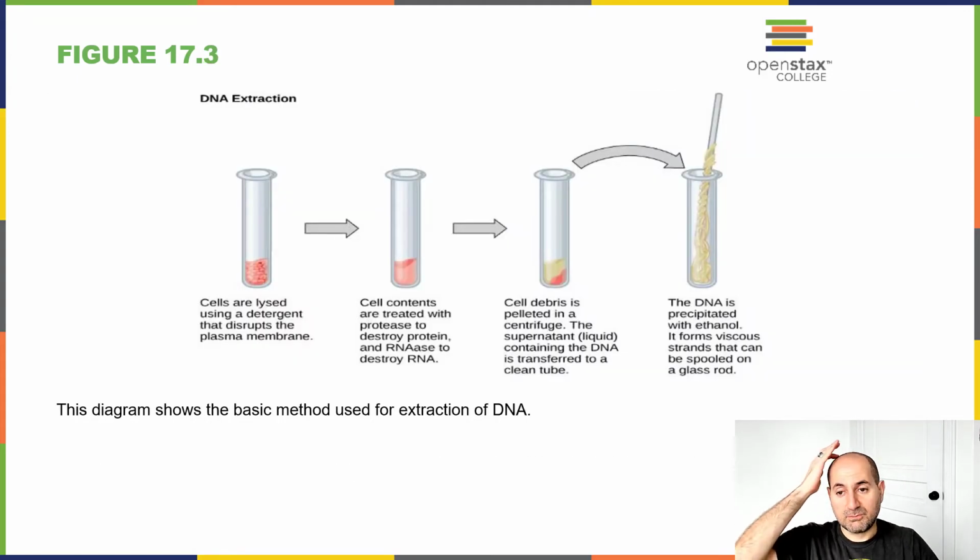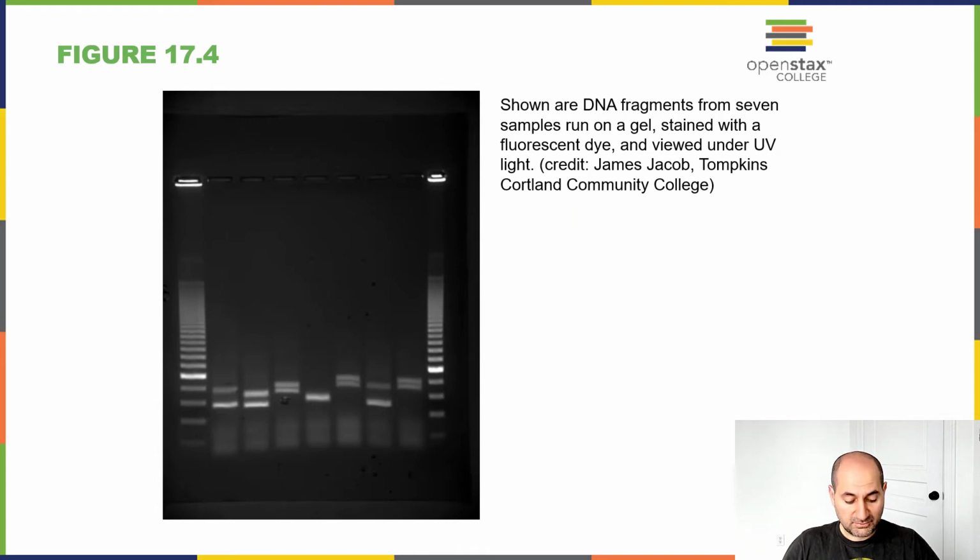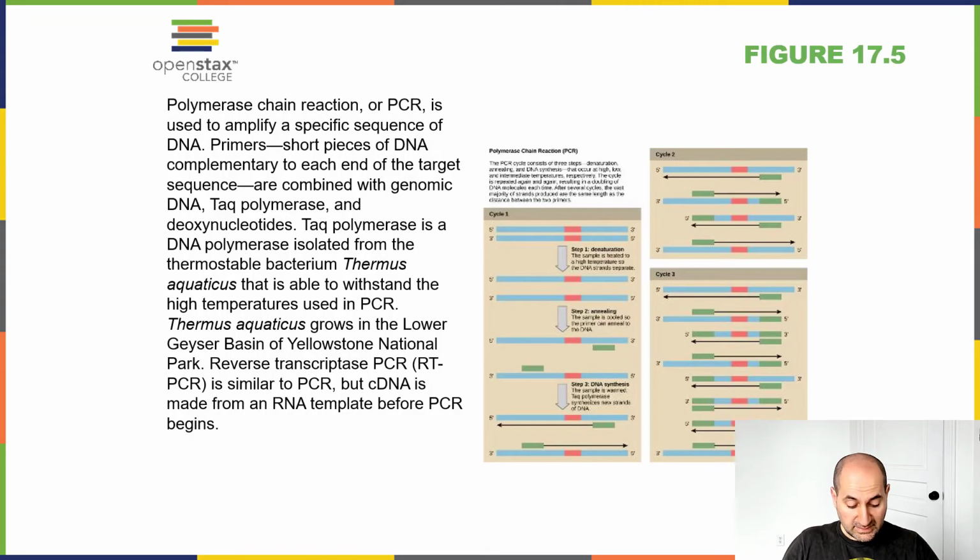From this slide, I wanted you to know that we have techniques to extract DNA. We can extract DNA. We can then visualize the DNA by running it on an agarose gel. We can amplify DNA. What was the technique for amplification of DNA? Remember, that's called PCR, or polymerase chain reaction. I want you to know that PCR is used to amplify a portion of DNA, a sequence of DNA.